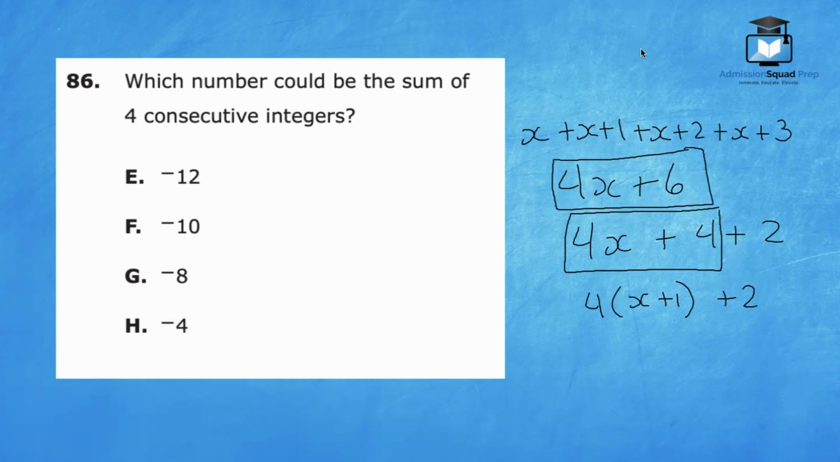If you look at all of these answer choices, -12, -8, and -4 are all divisible by 4. So those are definitely incorrect. But -10 is 2 away from a number that is divisible by 4. So F is the correct answer. If it helps, you can go ahead and actually work with actual numbers to see which ones are going to add up to -4 or -8 or -12 or -10. It might take a little bit longer, but if you prefer that strategy, you can implement that as well.